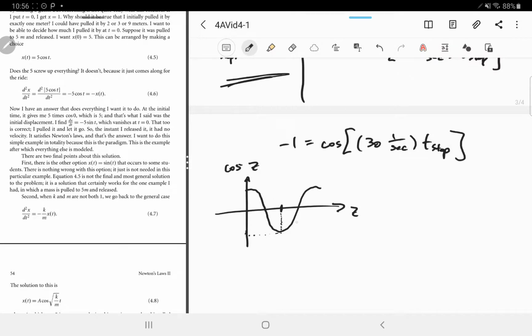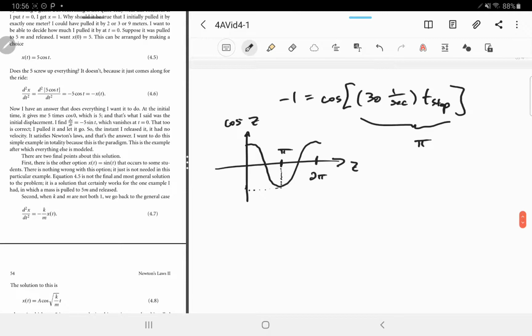Well, you may remember that cosine's period is 2 pi. So when z is 2 pi, cosine of 2 pi is 1 again. But halfway, when that argument is pi, that's when you get -1. Cosine of pi is -1. So this is equal to pi. That's the first time that this thing comes to rest. Okay, so setting these two equal to each other, you get t stop is pi over 30 seconds.